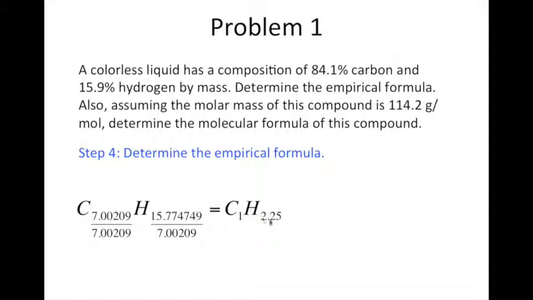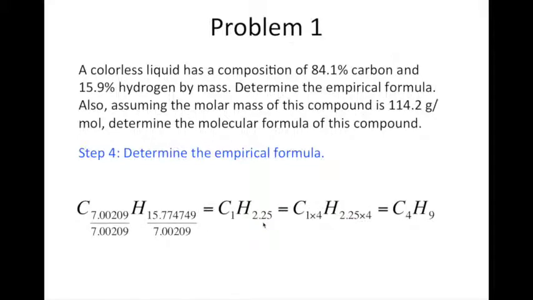If we divide both of those by this to get the simplest whole number ratio, we get carbon, or C1, H2.25. Now we can't just round the 2.25 to 2. That's a little too far away to round. So what we need to do is multiply by some coefficient, the lowest coefficient, in order to get a whole number. So if I multiply the 2.25 by 4, I get 9. So I'm going to multiply both the moles of carbon and the moles of hydrogen by 4 in order to get the lowest whole number ratio. So I get C4H9. So this would be my empirical formula.